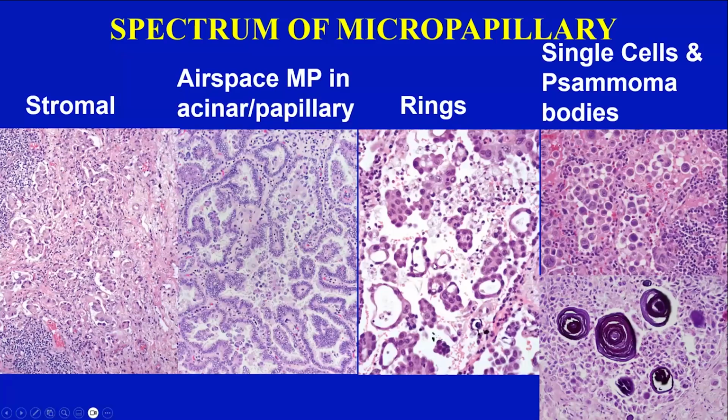You can also get rings as a manifestation of micropapillary pattern. And you can have a single cell pattern, as you see here. And my experience is that if you see psammoma-like calcification, it's frequently there's micropapillary around. So if you haven't seen any micropapillary and you see some microcalcifications, go back and look. And I, not uncommonly, go back and look and find that I had overlooked some micropapillary component.